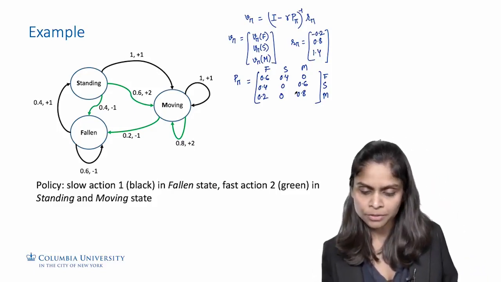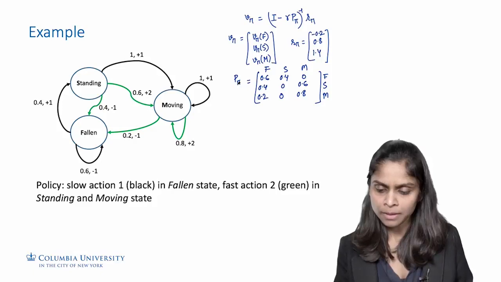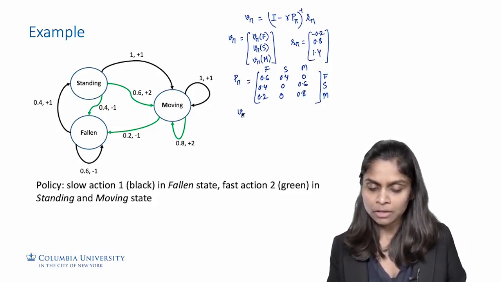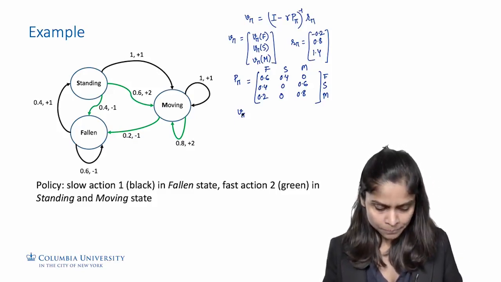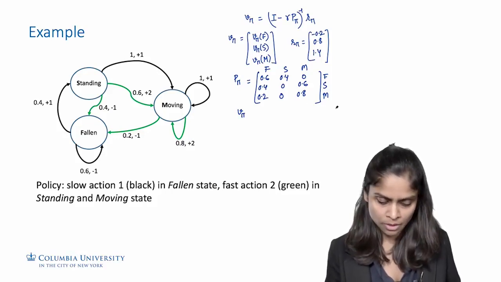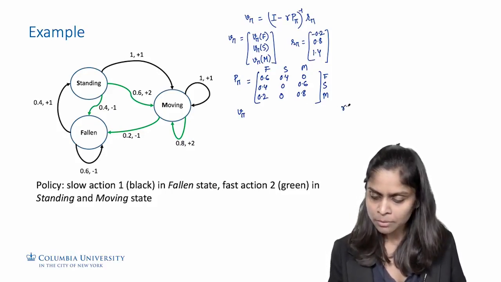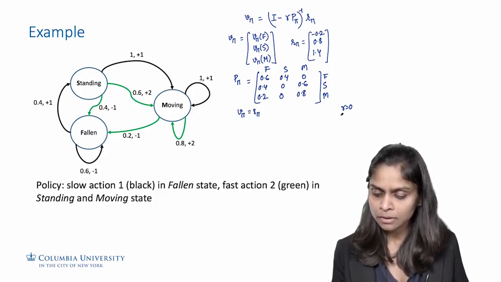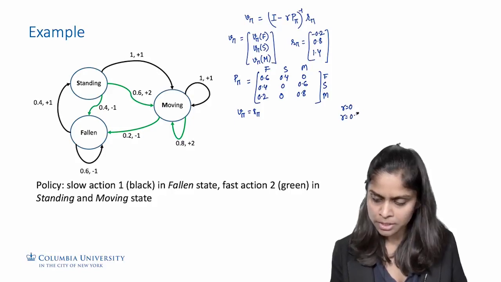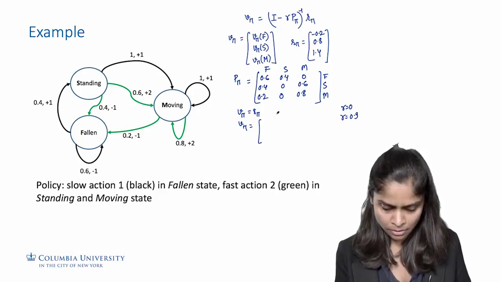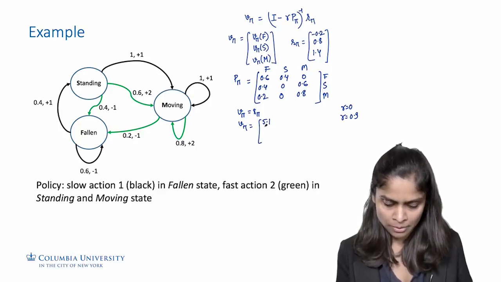So we have the three components of the formula, the v pi, r pi, and p pi. Now we can compute the value vector v pi using this formula. And I evaluated this using a computer. For gamma equals 0, we know that v pi is simply going to be r pi. For gamma equals 0.9, it comes out to be close to 5.1, 7.1, 8.3.